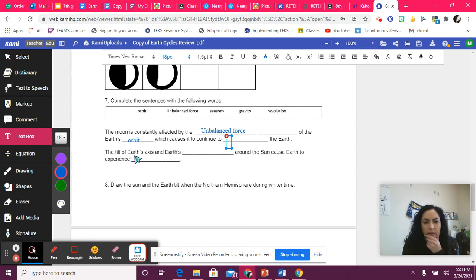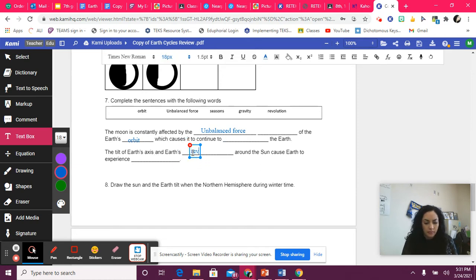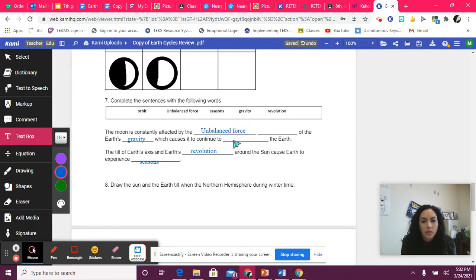For sure, the tilt of Earth's axis and Earth's revolution around the sun causes Earth to experience seasons. Sun, moves, forced, orbit, revolution, seasons, continue to, gravity. Earth's gravity. This is gravity, guys. Causes it to continue to orbit the Earth.